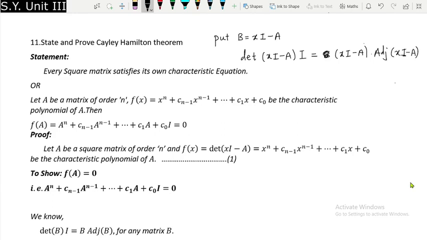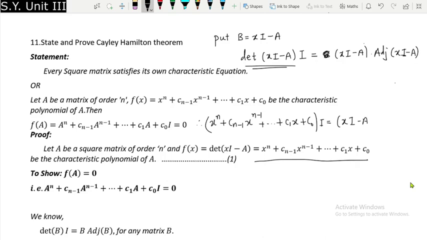Okay, but as you already know the value of determinant of xI minus A, that is from 1, this is the value, right? So this value can be used. So therefore what you will get, x to the power n plus c_{n-1} x raised to n minus 1, this will be continued, plus c1 x plus c0, outside it is I, which will be further equal to xI minus A multiplied by adjoint of xI minus A. Now we have to focus on this adjoint of xI minus A.